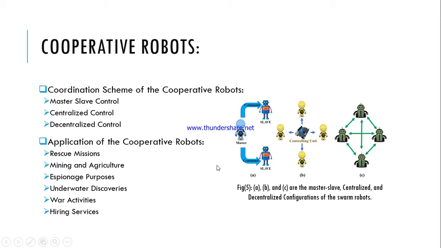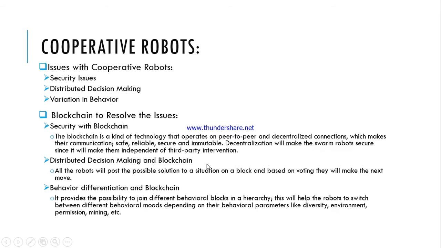There are many useful domestic and public applications of cooperative robots. They can be used for rescue missions, for mining and agriculture. They can be used for security purposes and in espionage activities, underwater discoveries, war activities, and for hiring services. There are three main issues with cooperative robots: security issues, distributed decision making, and variation in behavior. Blockchain has the solution to all the problems that cooperative robots face.